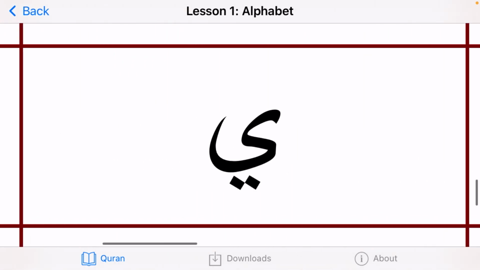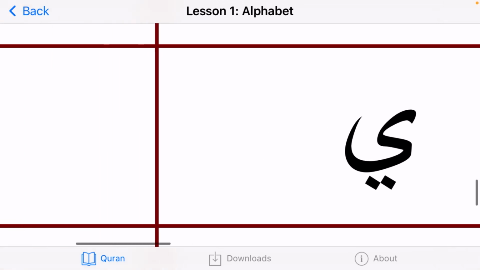This one is Ya. Ya, unlike Ba, has 2 dots below. Because in the middle of the word, if you see ya and ba, they could look similar. They are only differentiated by the dots, which we'll go on to inshallah in a bit.